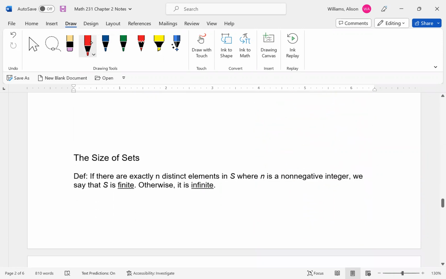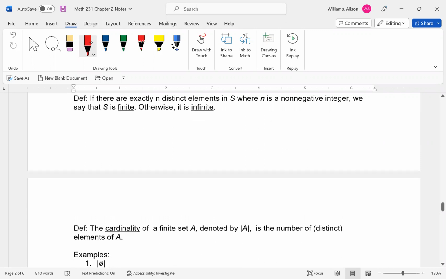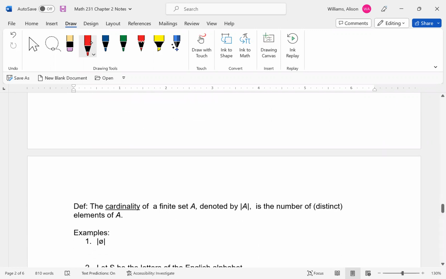All right, the size of sets. So it's possible to talk about the size of sets. If there are exactly n distinct elements in S, where n is a non-negative integer, we can say that S is finite, meaning we're able to list all of the elements in a set. There's n of them. Otherwise, it's infinite. So it's obviously possible to have infinite sets. And we use the word cardinality of a finite set, and we use the notation with the little straight bars, the absolute value symbol, when we are indicating the cardinality of a set A.